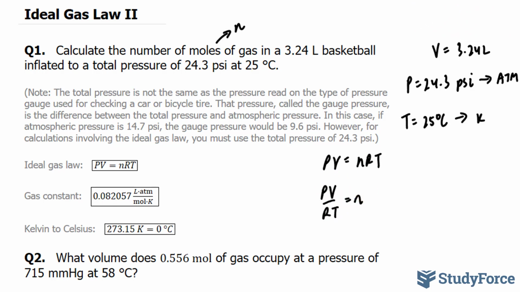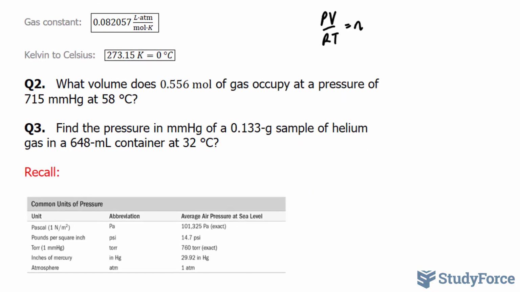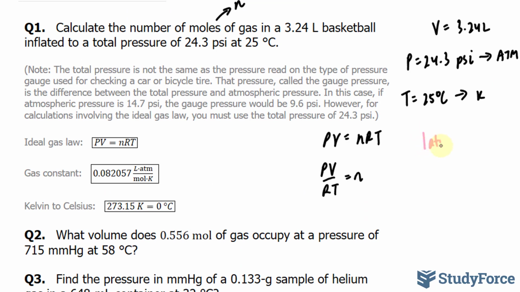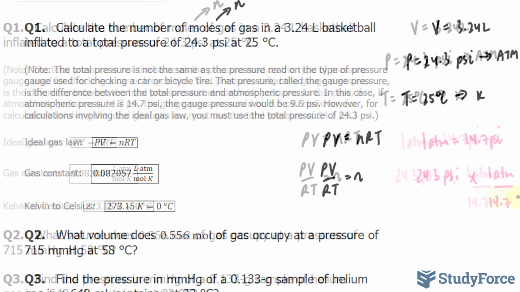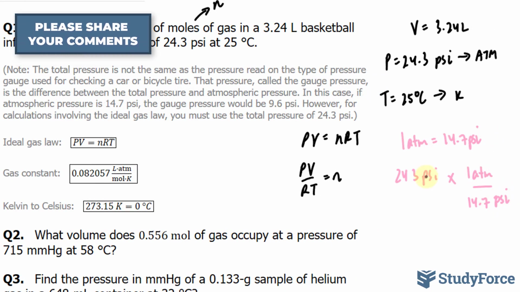Before I start substituting these values into their respective letters, what I would like to do is convert what needs to be converted. So I'll convert 24.3 psi into ATM, and for that I'll use the conversion ratio table. We're told that 1 ATM is equal to 14.7 psi. So let me write that down. 1 ATM is equal to 14.7 psi. So to go from 24.3 psi to ATM, I need to multiply this number by 1 ATM over 14.7 psi. And by doing it this way, the psi units will cancel out, leaving us only with ATM.